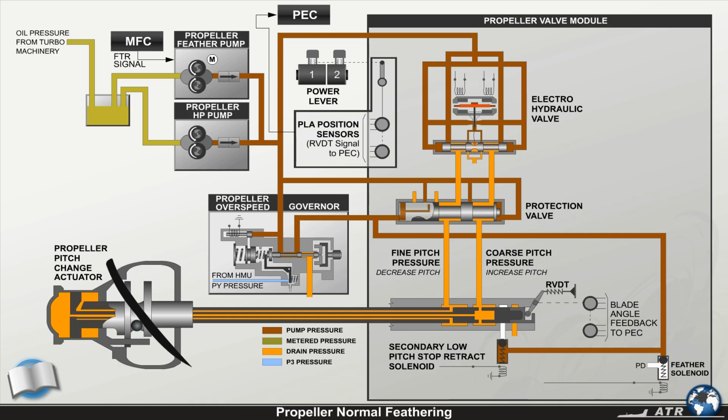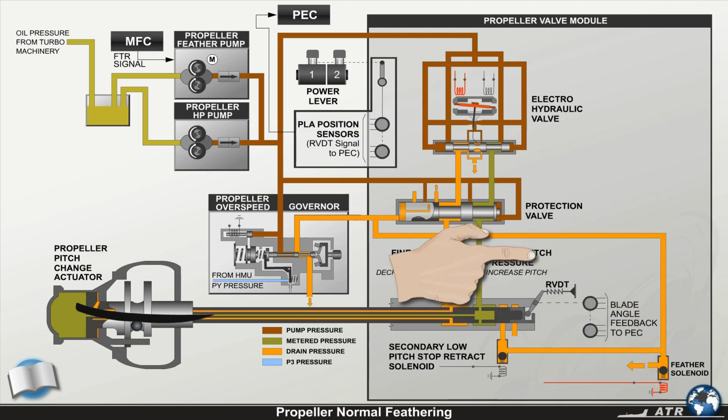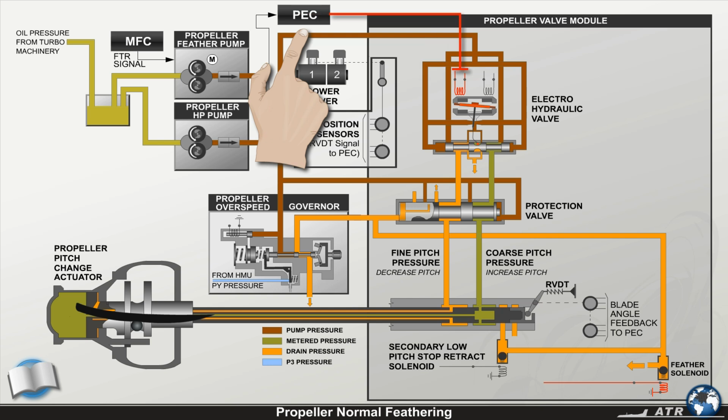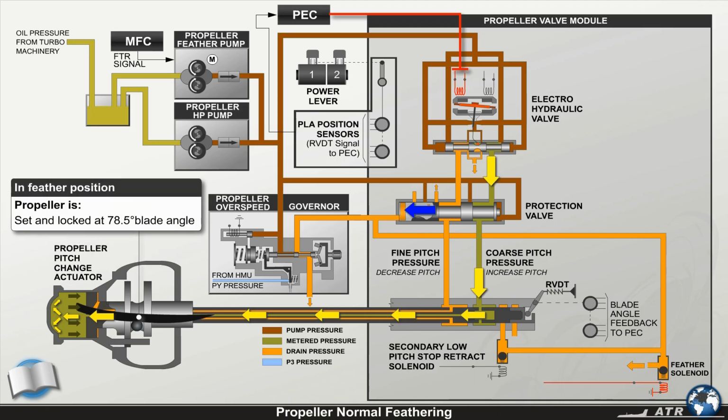When the propeller is controlled to feather, the feather solenoid is energized and the PEC provides a feathering signal to the electro-hydraulic valve, EHV. As the solenoid is energized, high pressure from the pump is drained. As a result, the protection valve shifts and routes the high pressure to the increased pitch chamber of the pitch change actuator. Once in feather position, the propeller is set and locked at 78.5 degree blade angle.